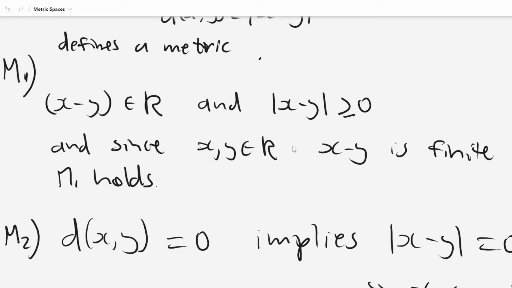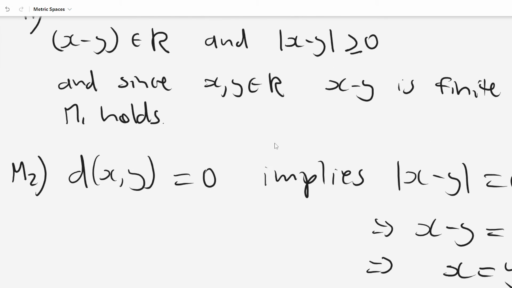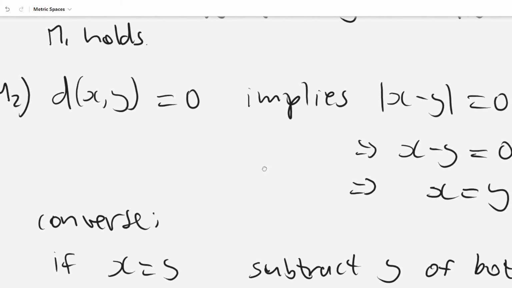That's something very simple you can state. You don't need to prove that, because we know that if you take the absolute value of the difference between two real numbers, it will be non-negative. That's the definition of an absolute value. And since x and y are elements of R, x minus y will be finite, because we take the difference between two finite real values. So that's a very simple one to prove, nothing difficult there.